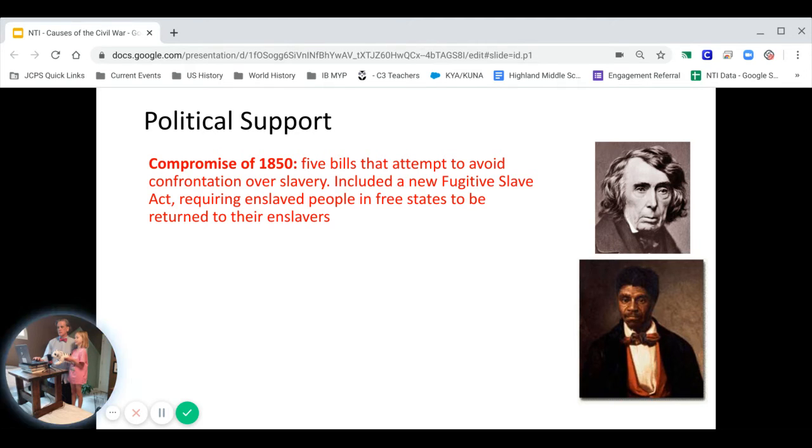So it's a pretty profound change. Not that you have to let this happen, but now it's requiring that people in free states actively take part in helping maintain the slave system.